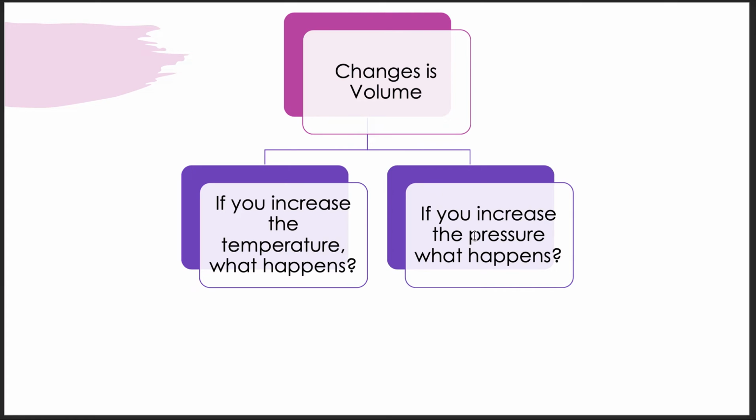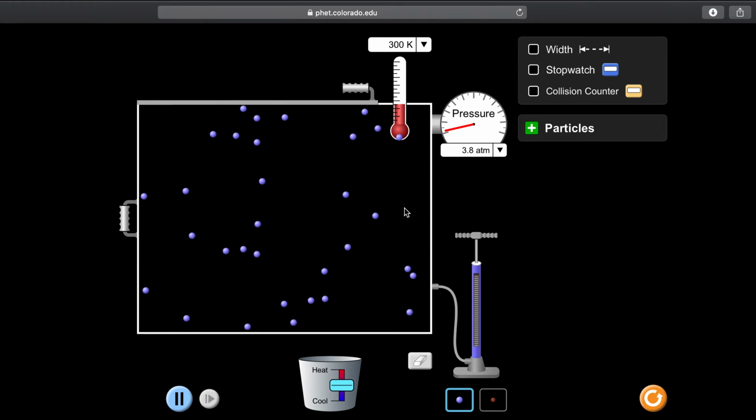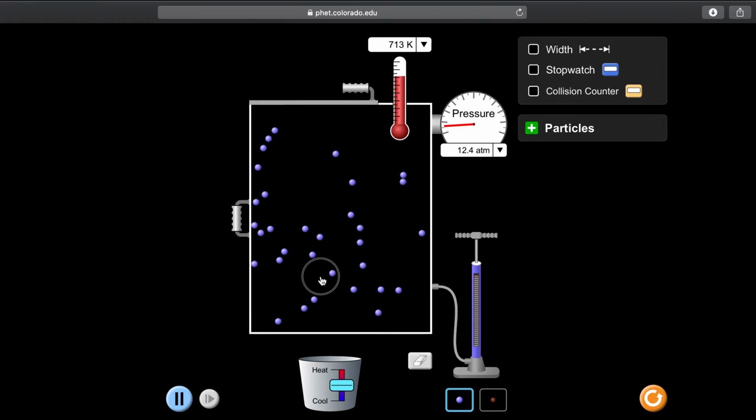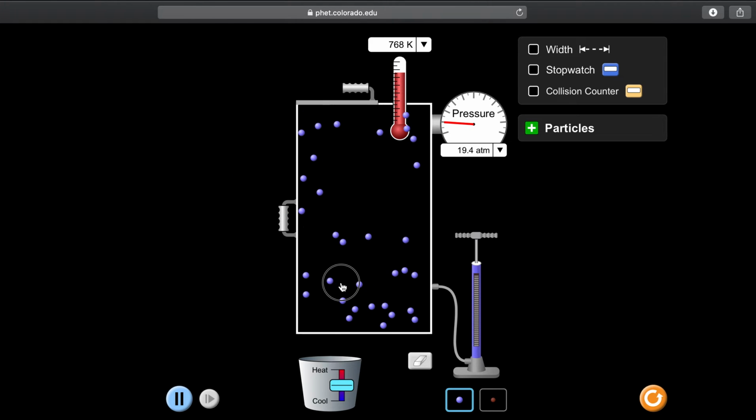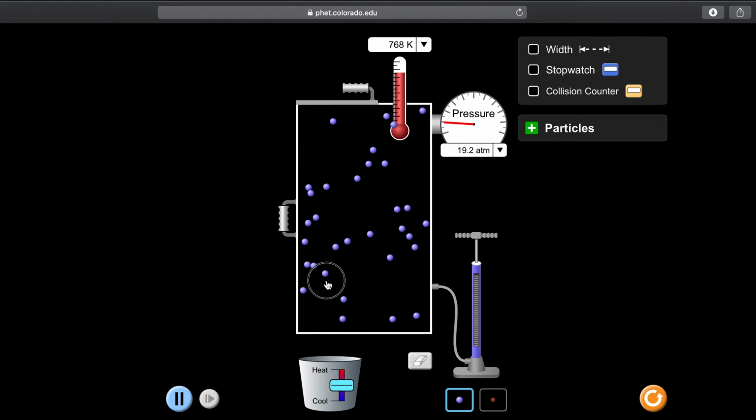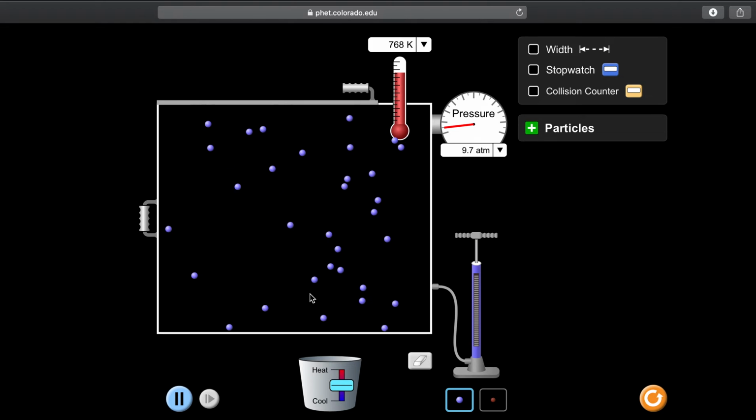Okay, so we're looking at volume and temperature. Here's my volume, this size right here, and if I decrease volume, temperature rises. That's one thing I want you guys to see. It's weird because when we decrease, it's not going to really do anything here. That's the only thing about the simulation.